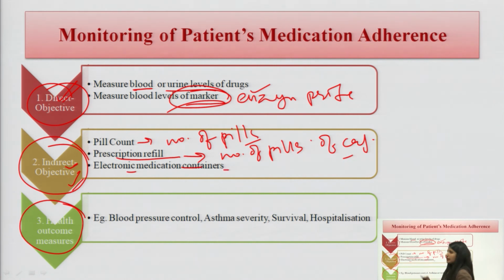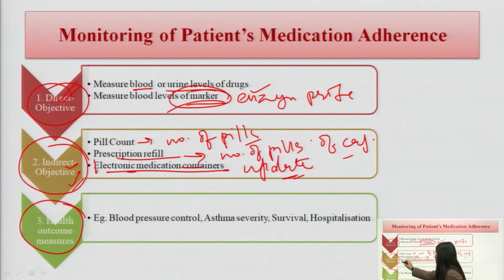Electronic medication containers give data in updated form. So we can check directly from the electronic medication containers the number of pills present in that container, the number of capsules present in that container. So this is also one of the methods, counting the number of pills.